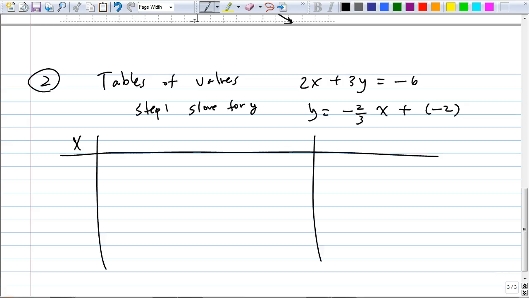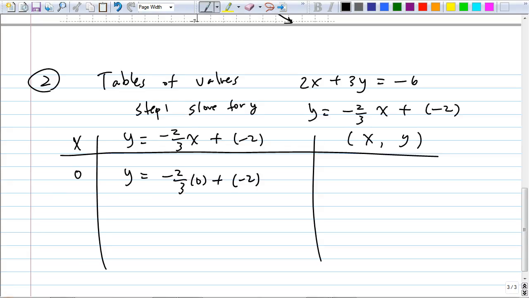So here we put some x, and then we know what y is. And then we get the ordered pair x comma y. Because we could plug in any x's we want, the easiest x we said to plug in was 0. So you get y equals negative 2/3 times 0 plus negative 2. And of course this becomes y equals negative 2. The ordered pair is 0, negative 2.